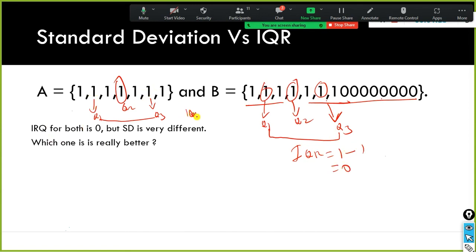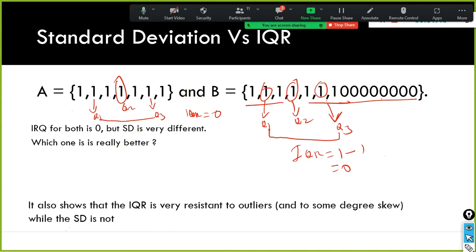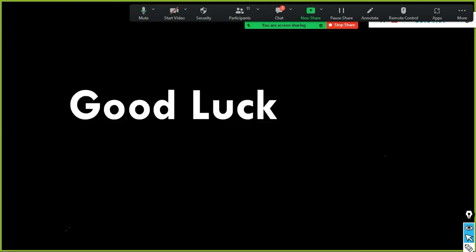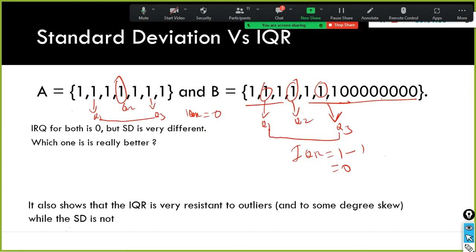Here also it is the same thing, right? Q3 is 1 and Q1 is 1. 1 minus 1 is 0. In both data sets, the IQR is 0. But the standard deviation is different. Standard deviation is not the same. Which one is really better? Can we go by IQR or can I use only standard deviation? IQR is very much resistant to outliers. It doesn't consider outliers, whereas the standard deviation is sensitive to outliers. That is the difference between these two.